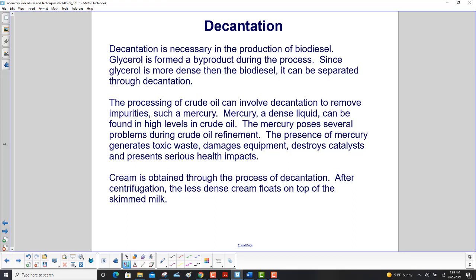And on something a little more peaceful, cream is obtained through the process of decantation. After centrifugation, which we'll talk about shortly, the less dense cream floats on top of the skimmed milk.